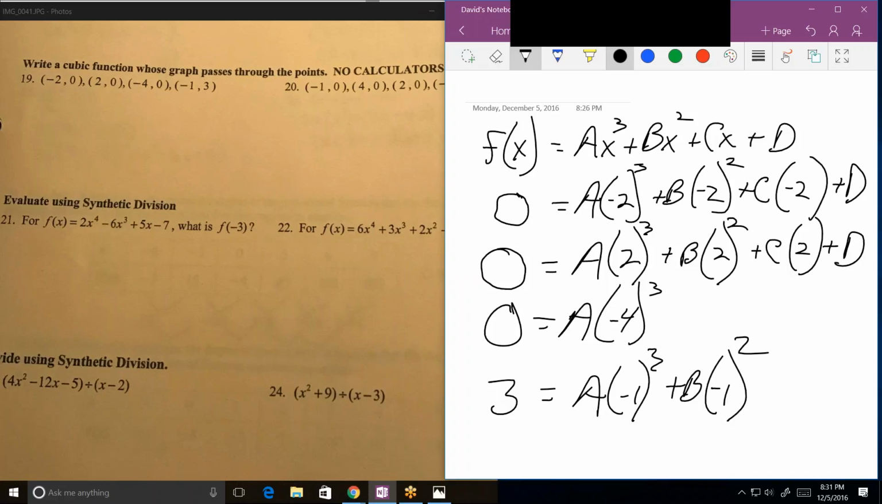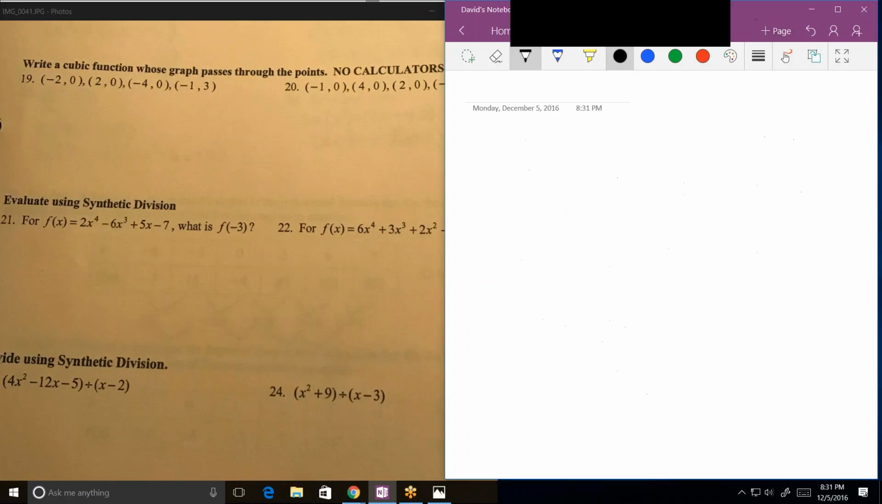How do you get f of minus 3? What does that mean? Even though they say evaluate using synthetic division, that's not really the best way to evaluate it. The best way is to plug in minus 3 for x. That's what it means when they say, what is f of minus 3? Whatever's in the parentheses, plug in for x, and then evaluate.